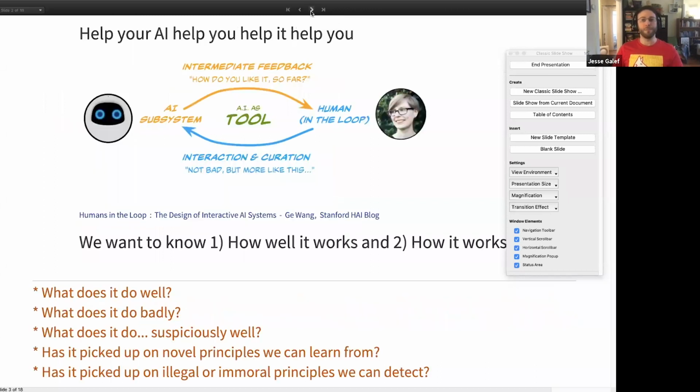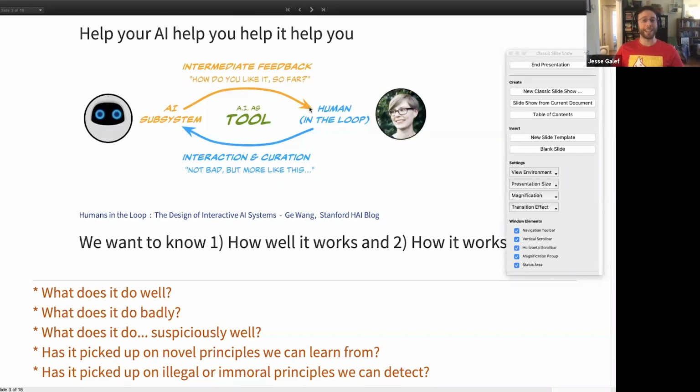So the general approach that people like to talk about is to have a human in the loop, looking at the findings of the model and sort of tweak it, try it again. So we both want to know how well the model works and how it works. So what does it do well? What does it do badly? So we can find maybe doing some feature engineering to correct some of the problems that it's having with particular classes. What does it do suspiciously well?